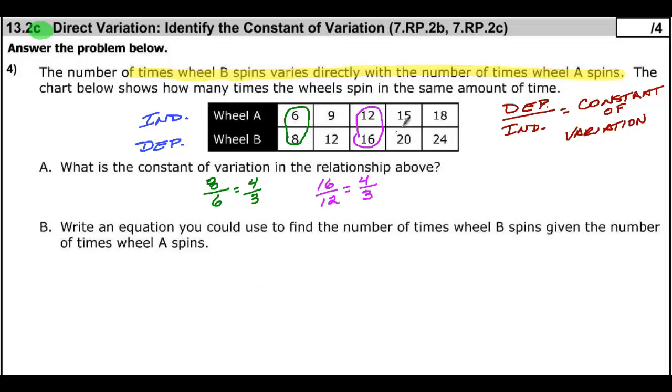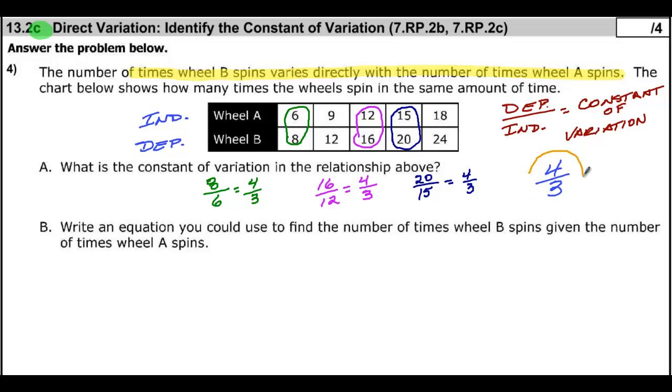It is also true for this one. The dependent is 20, the independent is 15. When we do that division, we get 4/3. It doesn't matter how you pick your points, they're all going to be the same. 12 divided by 9, 4/3. 24 divided by 18, 4/3. So for this particular problem, the constant of variation is 4/3.